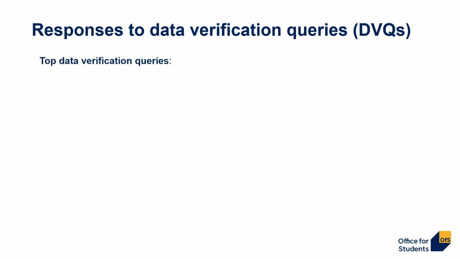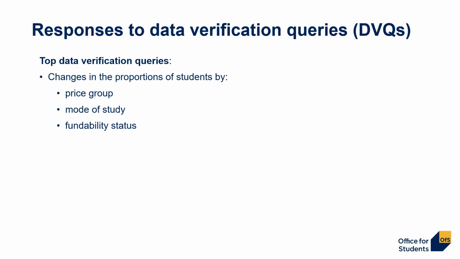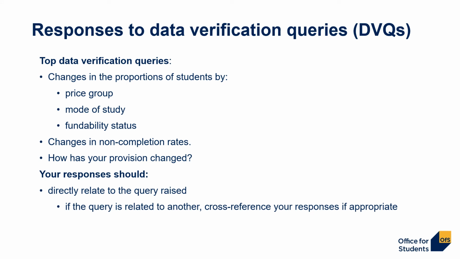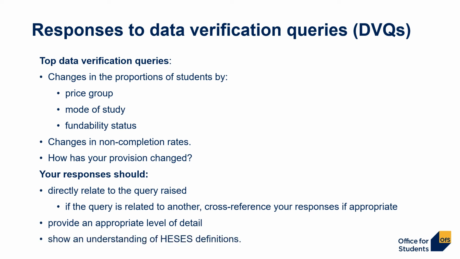The most frequently asked data verification queries focus on things like changes in the proportion of students by, say, price group, mode of study and fundability status, and changes in non-completion rates. We also might ask, how has your provision changed? In terms of responses to data verification queries, we're looking for responses that directly relate to the query raised, and you can cross-reference your responses if that is appropriate. We're also looking for a level of detail that's appropriate and that show an understanding of the HESES definitions.